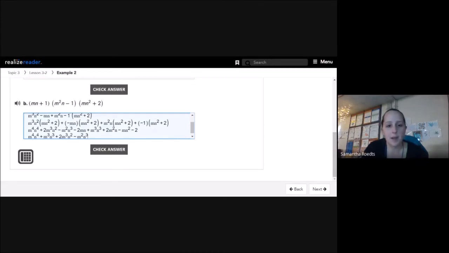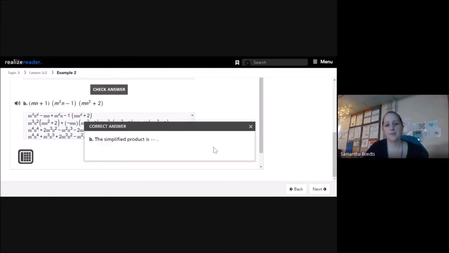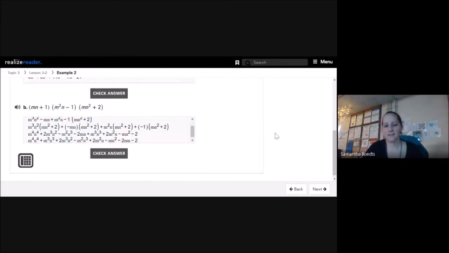Okay. This is 2, but this is 3, and this is 3, so plus 2m squared n minus mn squared. And then I have minus 2mn minus 2. That is my final answer. Easy as that looks.